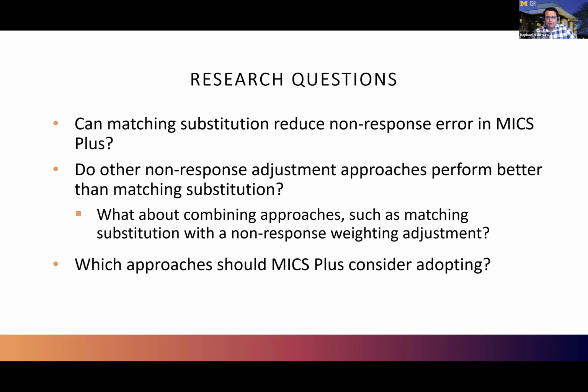So we're trying to address here, especially with Mixed Plus: can matching substitution, as I said, we're looking into matching substitution here today, reduce non-response error in Mixed Plus? Do other non-response adjustment approaches perform better than matching substitution, right? We're going to look into non-response adjustment, in particular response propensity adjustment or propensity score adjustment. And what if you also combine approaches, right? Why only stop with substitution? Why don't we also do a further non-response weighting adjustment over that? We're going to briefly look into that. And then which approaches should Mixed Plus consider adopting, right?